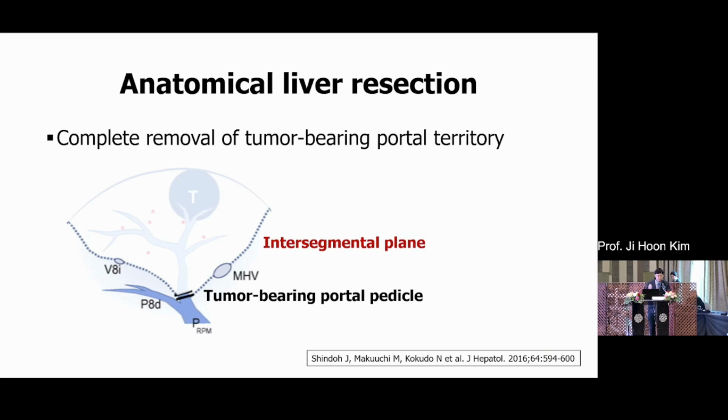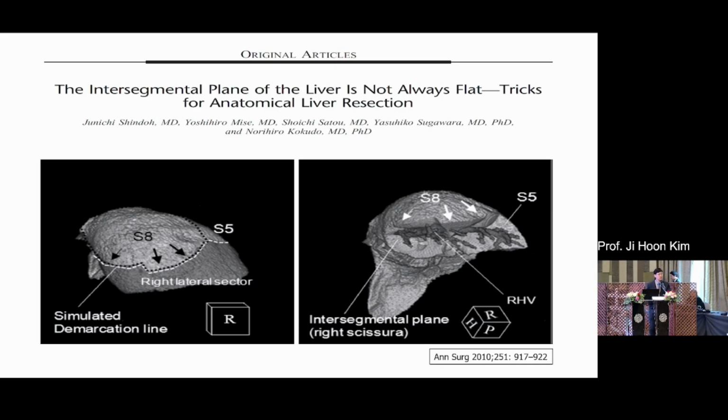Anatomic liver resection has two mainstays. The first is complete removal of the tumor-bearing portal territories, which is the theoretical background, meaning identification of the tumor-bearing portal territory. The second is that the intersegmental plane is followed. Sometimes the intersegmental plane is a very curved line, not flat, so it is difficult to identify.